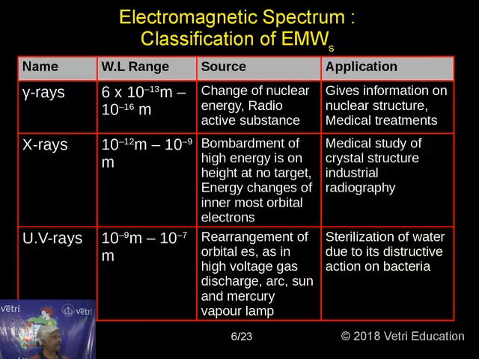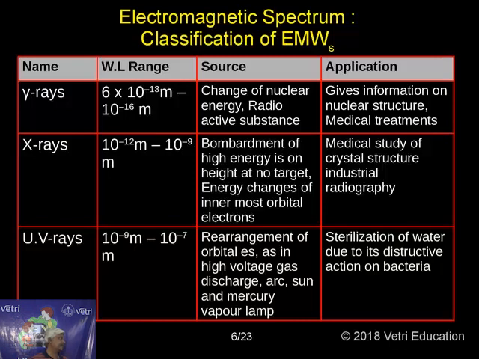Gamma rays: the wavelength range is 6 into 10 power minus 13 meter to 10 power minus 16 meter. From where can we obtain gamma rays? Change of nuclear energy, radioactive substances. What are the uses? Gives information on nuclear structure and also medical treatment. That is for treatment of cancer and other things we are using gamma radiation.